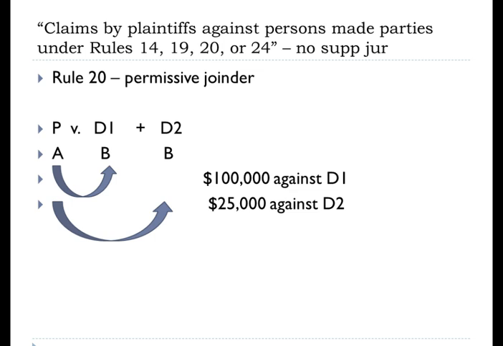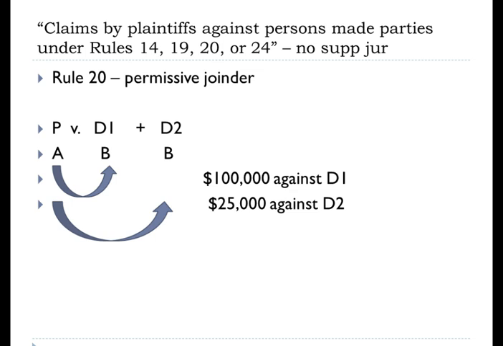Moving right along to Rule 20, that is the rule that governs permissive joinder. So when a plaintiff originally sets up a lawsuit, if the plaintiff wants to add co-plaintiffs, or if the plaintiff wants to sue more than one defendant, or both, Rule 20 is the rule that governs when that can be done.